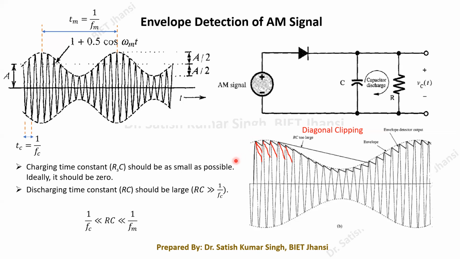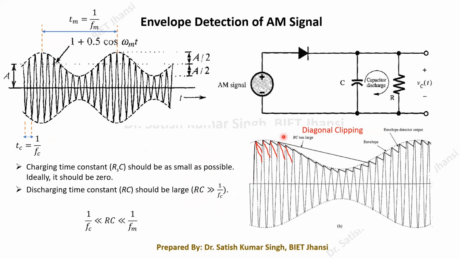But what we are saying is that this RC time constant should be much, much larger than the 1 upon FC. It should be greater than that, so that it will be able to follow the envelope.